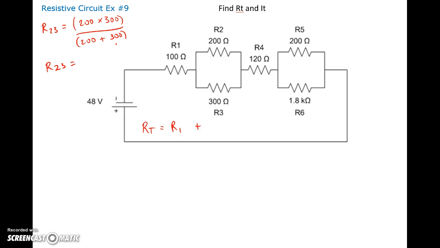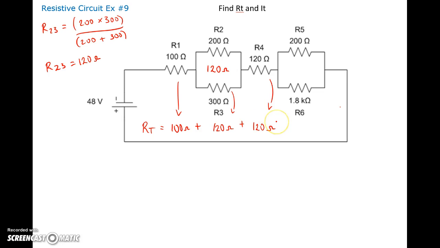We know that the combination of these guys has to be less than 200, and when we punch this into your calculator, it gives you a value of 120 ohms. So this guy is the same as a 120 ohm resistor. So let's see, this guy is 100 ohms for R1. This guy is going to be 120 ohms. Then we're going to add in R4 at 120 ohms.